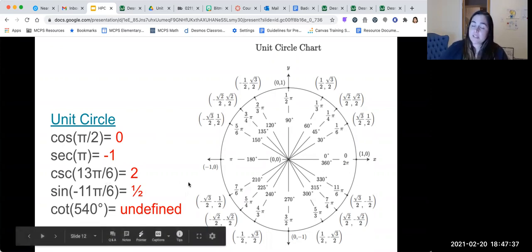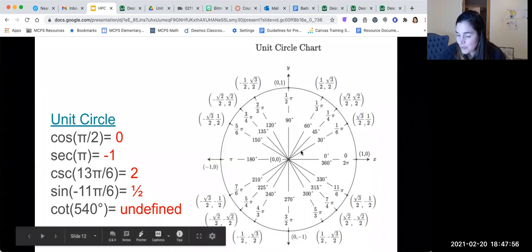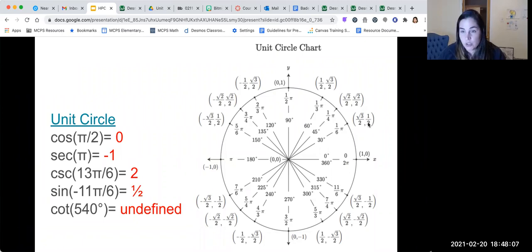Cosecant of 13 pi over 6. So this is when I want you to start thinking about coterminal angles. So here's just plain old pi over 6. 13 pi over 6 would be coterminal with that. If you think about 13 pi over 6 minus 12 pi over 6, which is minus 2 pi, is pi over 6. So 13 pi over 6 is located in the exact same place as pi over 6. Okay, so cosecant is 1 over sine. Sine is 1 over 2. So cosecant would just be 2.